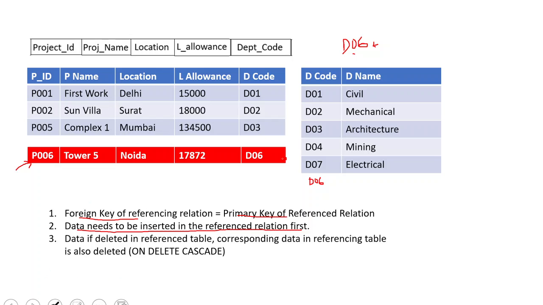And also there is an important factor, that is on delete cascade. Now say this civil department does not exist anymore. So they have decided to close down this civil department, that is D01. Now we have a project which is linked to this department. Now what is going to be the fate of this project?